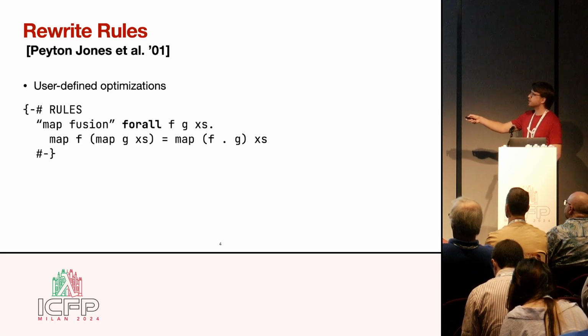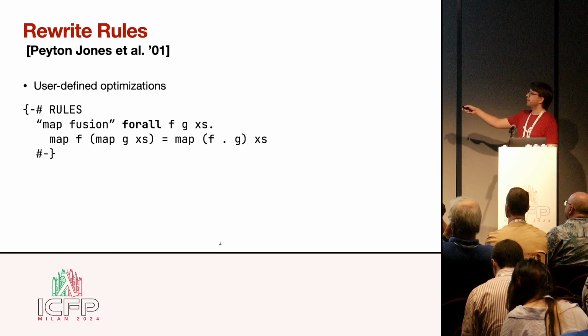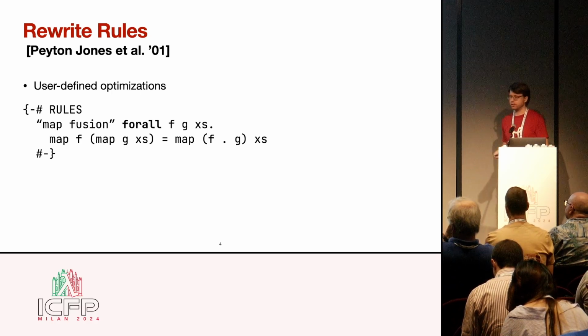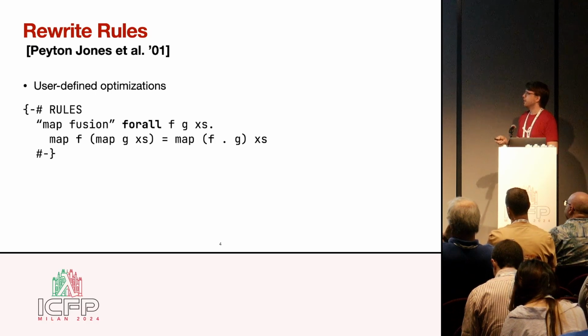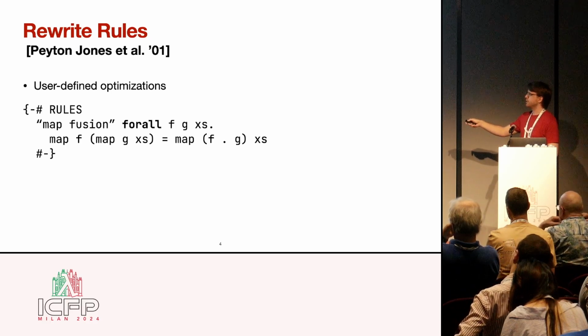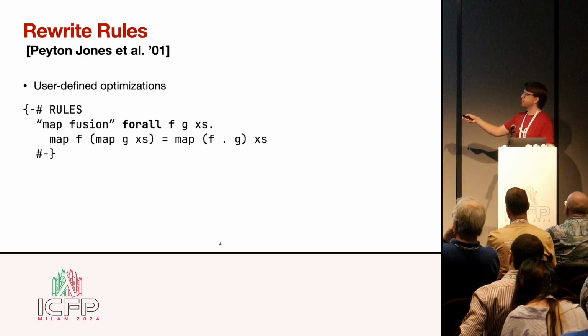Each rule starts with a name, in this case map fusion, and then you have this forall with a list of variables, and these are called template variables. I'll explain what they do in a minute. Then there's the main rule that you write. So you write it as an equation, but it's really meant to be read from left to right.